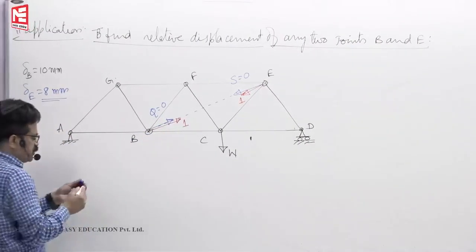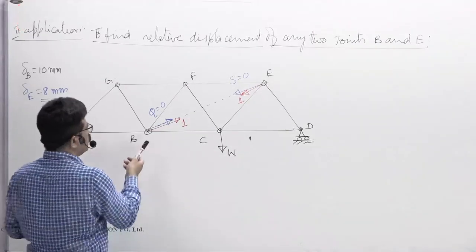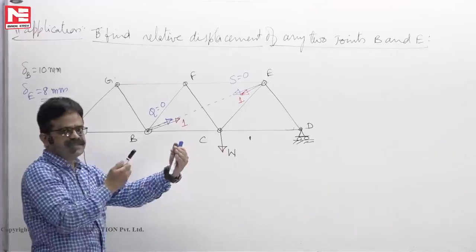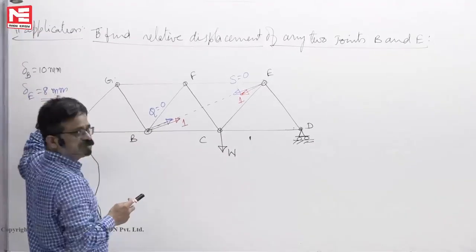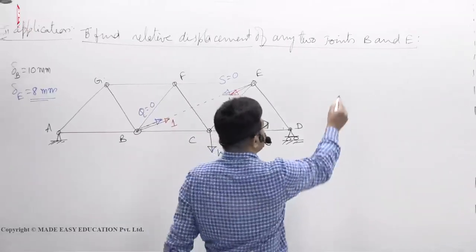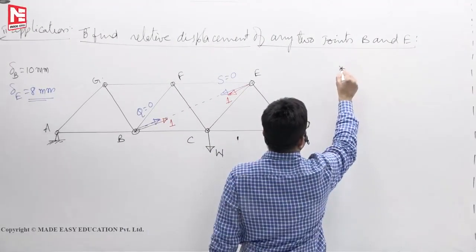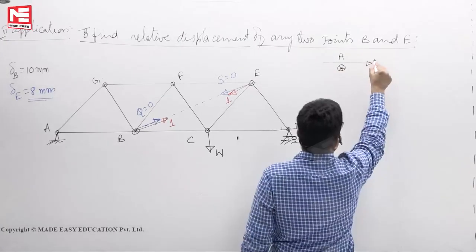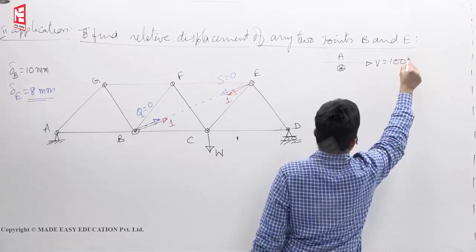Now what is the relative displacement? This way 10 mm, this way 8 mm. What is the relative displacement? You should not subtract 10 minus 8 is equal to 2 mm, we should not write. Because in 6th class you have studied like this. You have a train, say train A, moving to the right side with a velocity of 100 kilometers per hour.